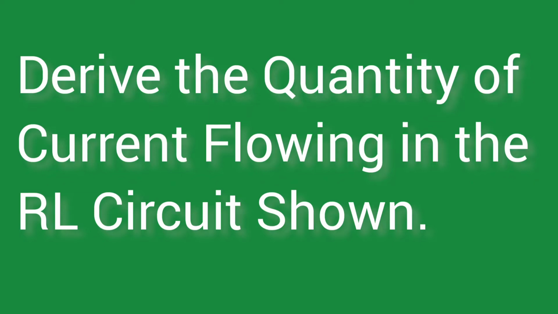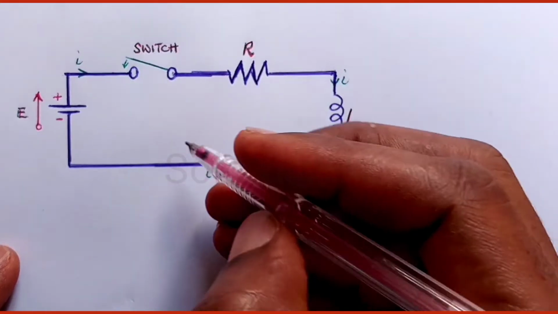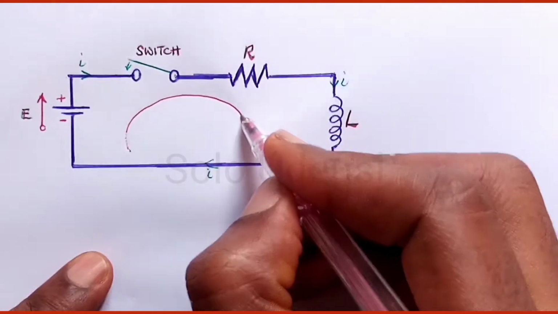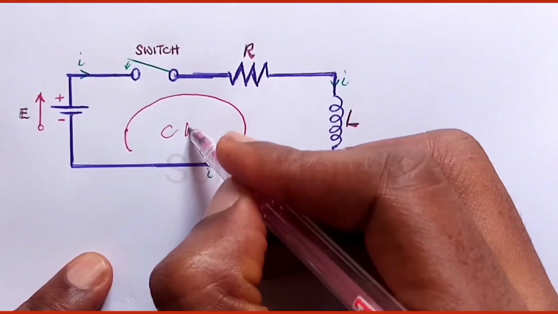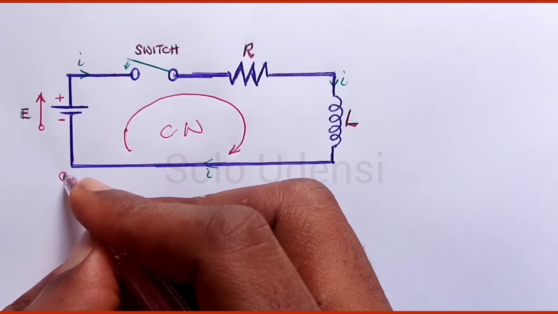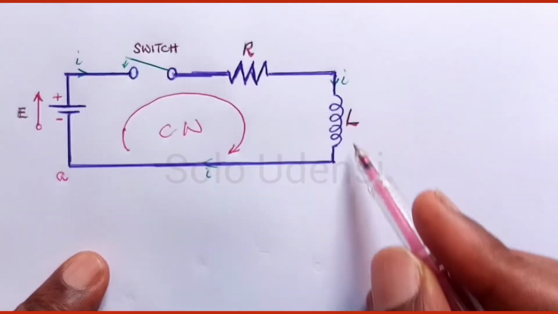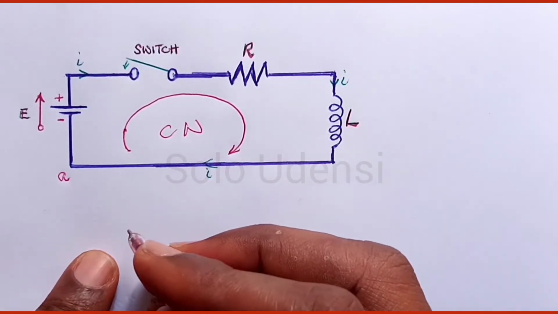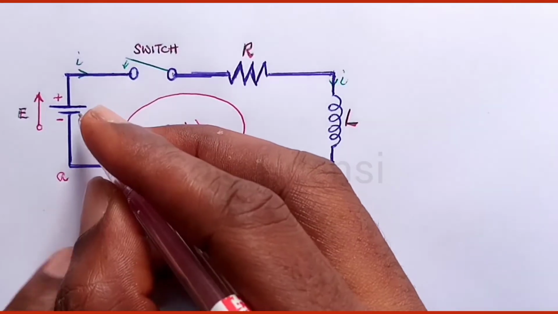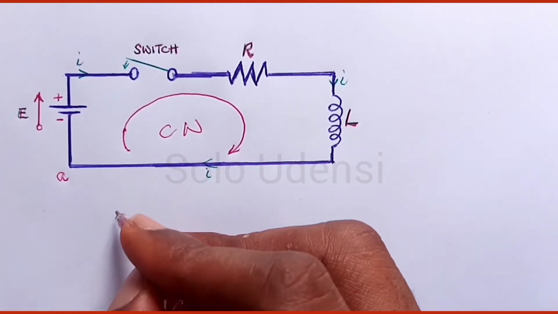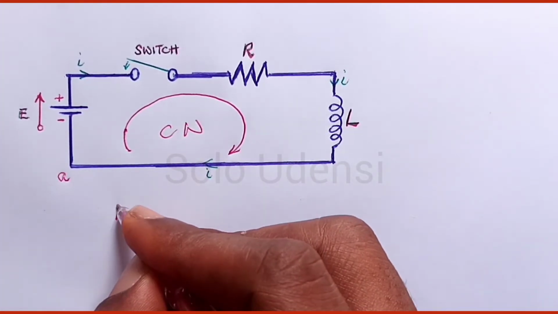Derive the quantity of current flowing in the RL circuit shown. So let us traverse this circuit in a clockwise direction. Let's start from this point A and move this way and back to A. If we cross this seat of EMF, the potential drop is E.